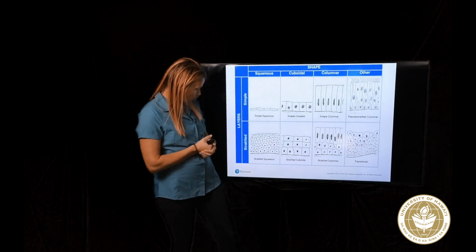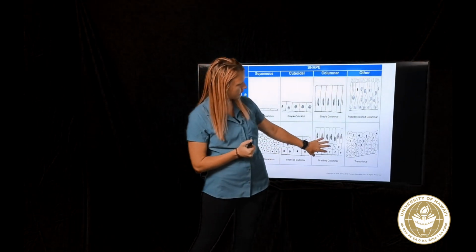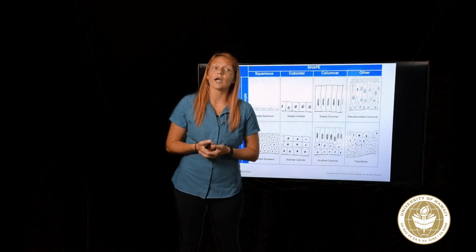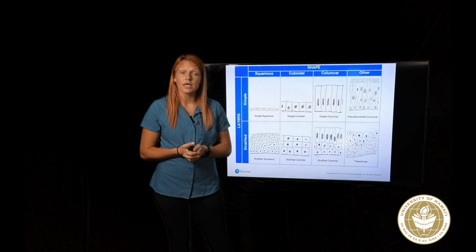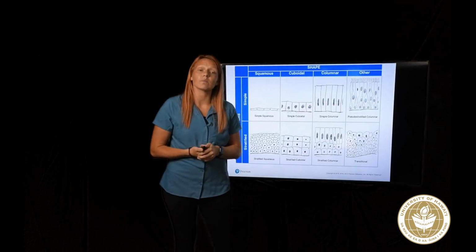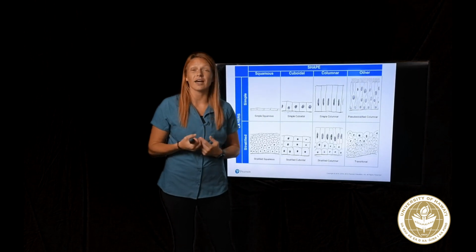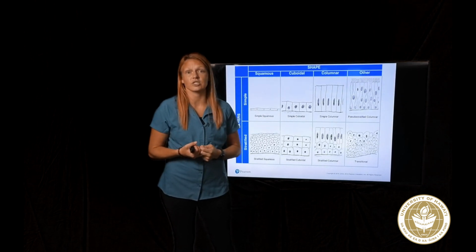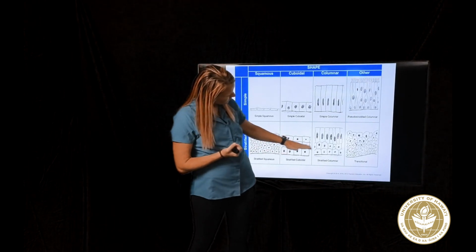Then we have stratified. You see an example of stratified here, here, and here. In terms of stratified, it means that it is made up of more than one layer of cells. And we see stratified epithelium being very common in high abrasion areas where a lot of extra protection is needed, such as our skin. So you can see how you have multiple layers in each one of these cases.